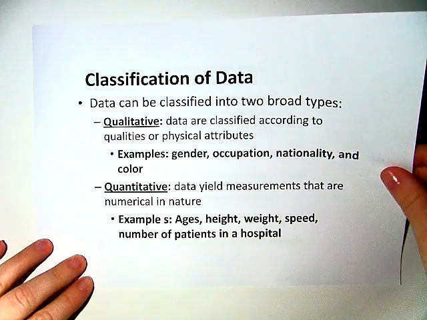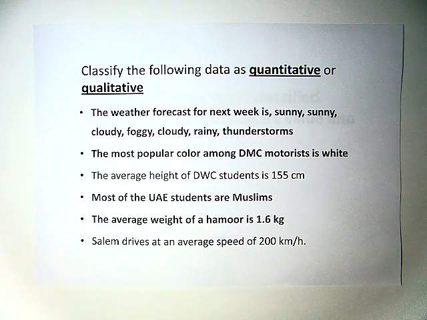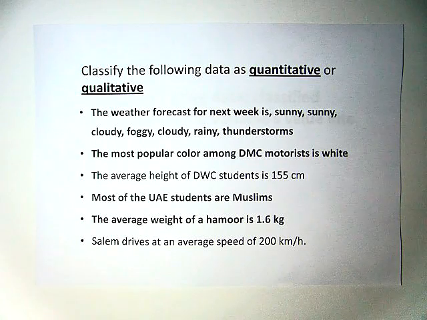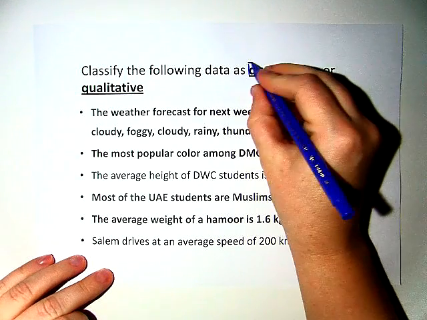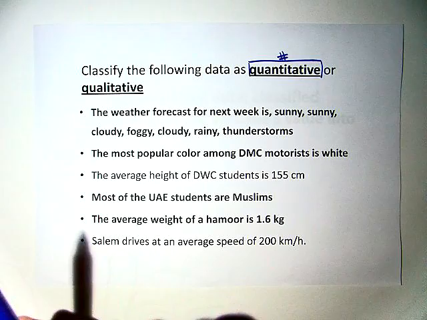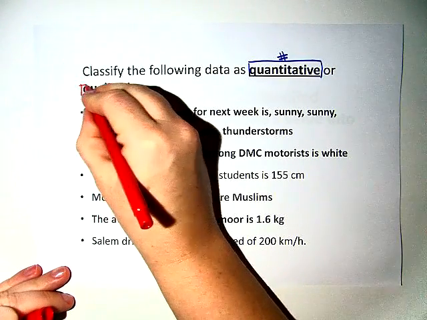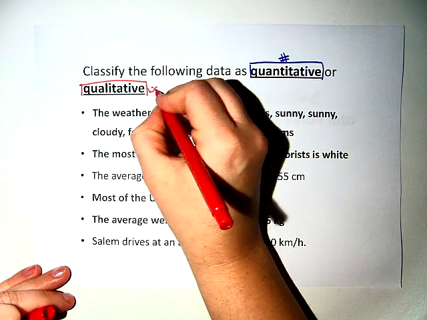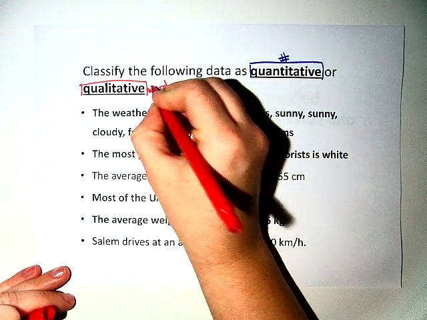So let's go ahead and try breaking some of these down. Classify these two as either quantitative or qualitative. So quantitative, to remember, is anything that deals with a number, and qualitative is anything that deals with a word.